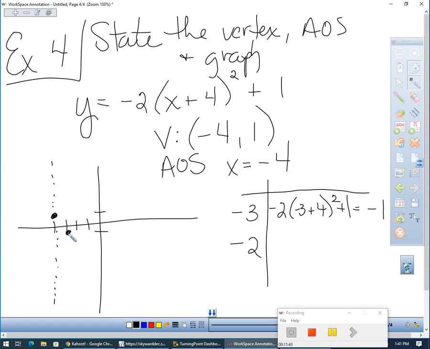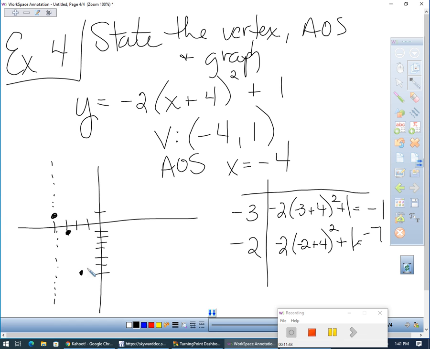Right here. Now I'm going to plug in -2. So I have -2 times -2 plus 4 squared plus 1. So -2 plus 4 is 2. 2 squared is 4. 4 times -2 is -8. Plus 1 is -7. All right, so at -2, I'm going down to -7.